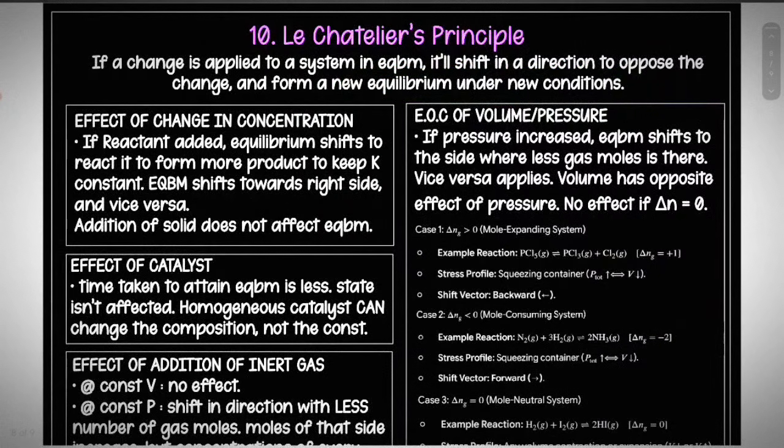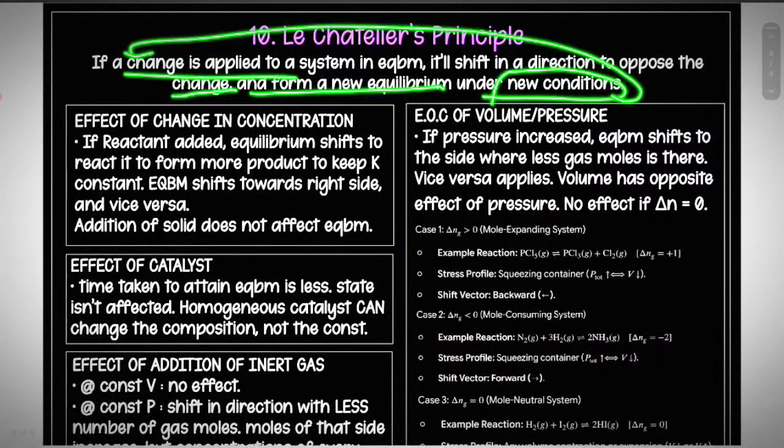In physics, if you are in 11th you wouldn't know, but the 12th class people and the droppers would know that there's the concept of electromagnetic induction, where a coil resists the, I forgot the exact concept, I'm not good at physics, but basically the same thing happens. If a change is applied to a system, it will shift in a direction to oppose the change and form a new equilibrium under new conditions, which accommodates the change applied to the system.